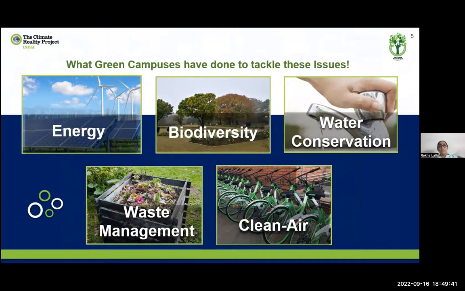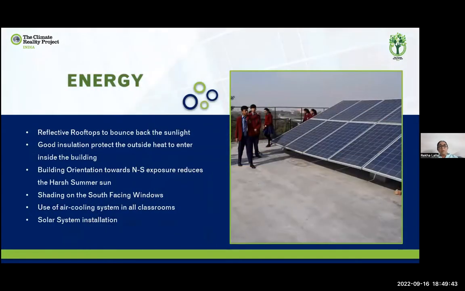In that, when we say energy, we talk about solar and reflective rooftops, because most of the schools, 90%, are not AC. So obviously we tell them, okay. And for solar, a lot of initial investment is required. So small changes they can make: reflective rooftops, maybe good insulation, orientation toward northeast, shading of north facing windows, air cooling system in the classrooms. And last comes what is cost effective, that is solar systems which they can install.